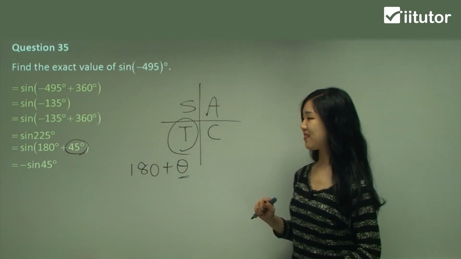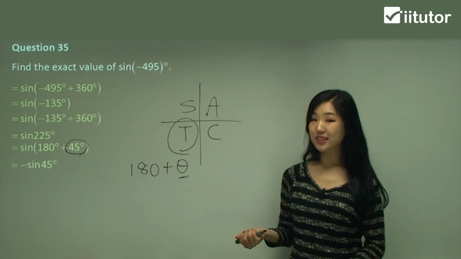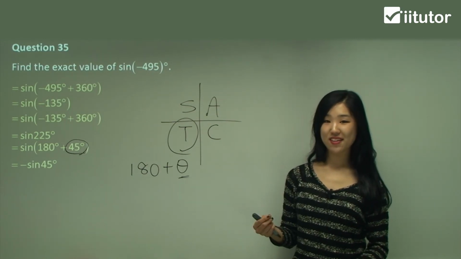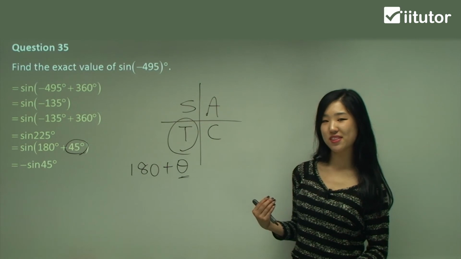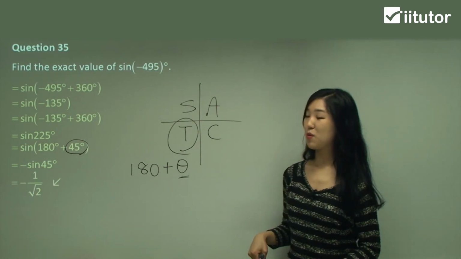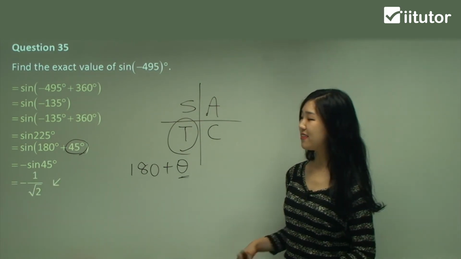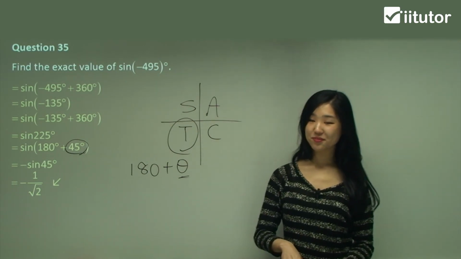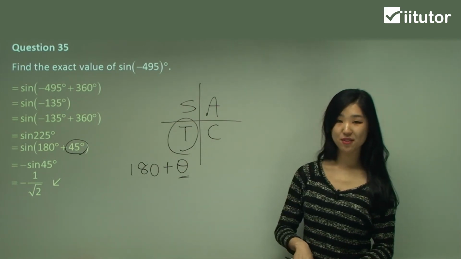So it becomes negative sine 45 degrees. What's sine 45, guys? Go to your exact value tables, or some of you can actually just tell me the answer. Should be 1 on root 2. So the final answer is negative 1 on root 2. And that's the answer to this question. So have a good look at that one.